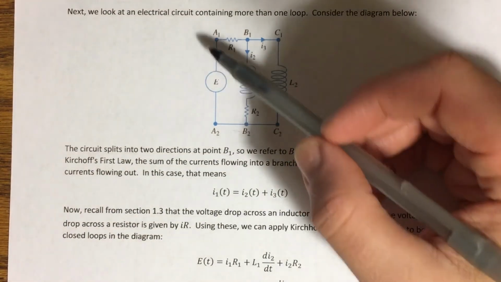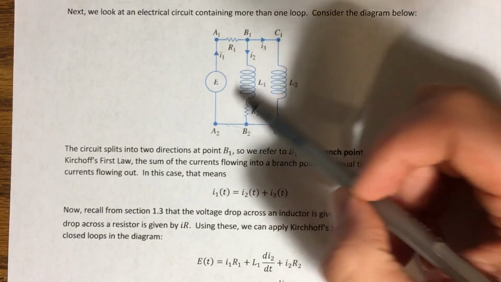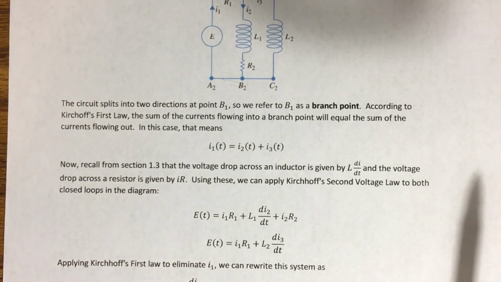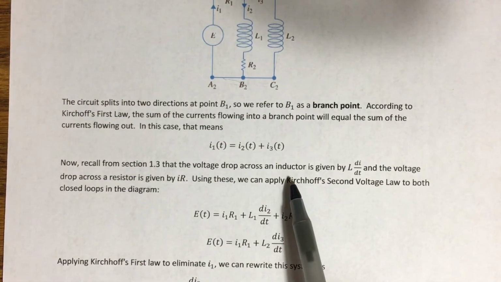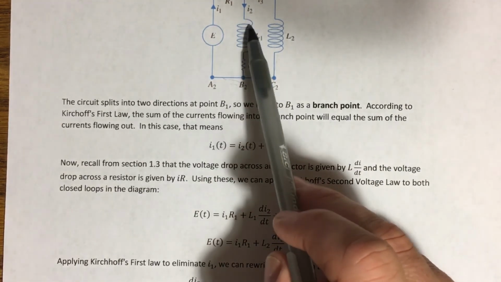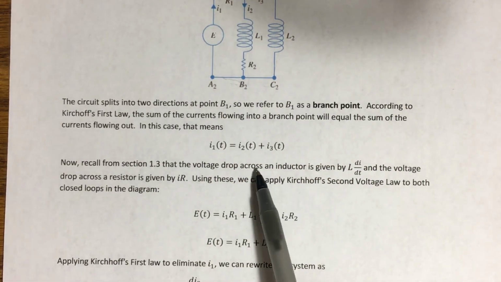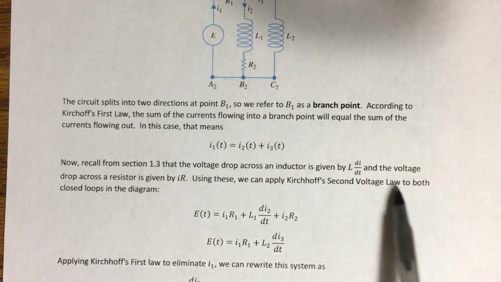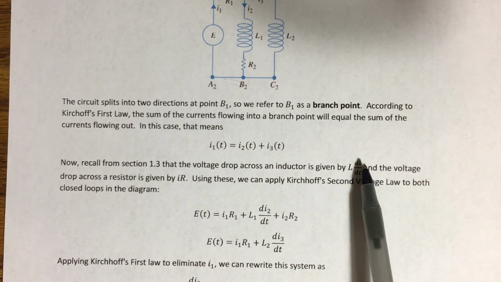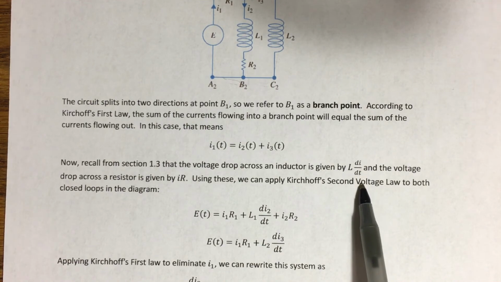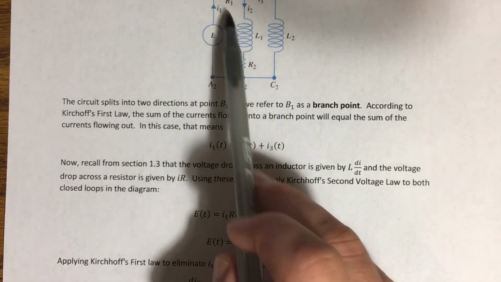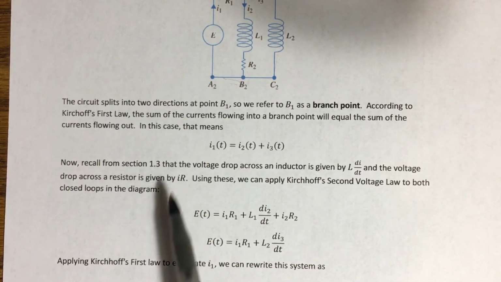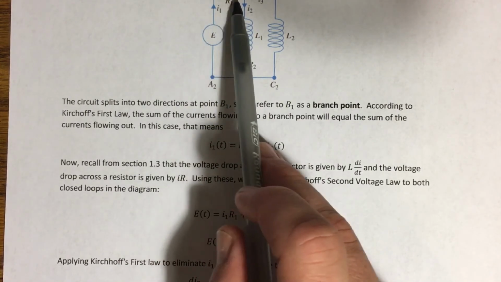Okay, so let's start by looking at this first loop right here. There's a couple of things that are worth reminding you of. The voltage drop across an inductor, remember, that's what this little springy looking thing in the diagram is, is given by the inductance L times the rate of change in our current with respect to time. So L di/dt. And then the voltage drop across a resistor, so we have a couple of resistors in this first closed loop, R1 and R2, is just I times the resistance, I times R, or in this case R1 and R2.